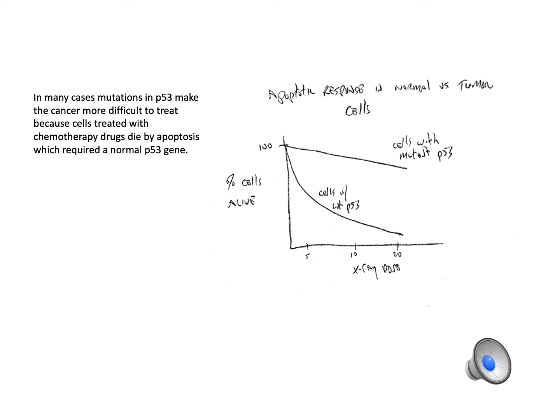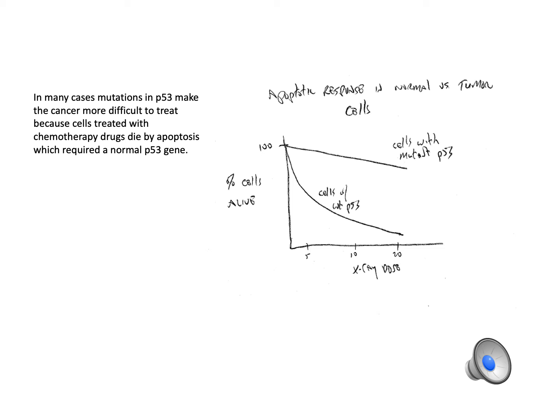The cells with mutant p53, which are shown up at the top, they're hardly affected by even very high doses of X-rays. And generally, the X-ray dose may be between 5 and 10. The term is gray, but it doesn't really matter. And so you can see treating cells that have mutant p53 in a cancer with X-rays may not be very effective. So once we know the genotype of the tumors, it becomes easier to decide on the treatments.